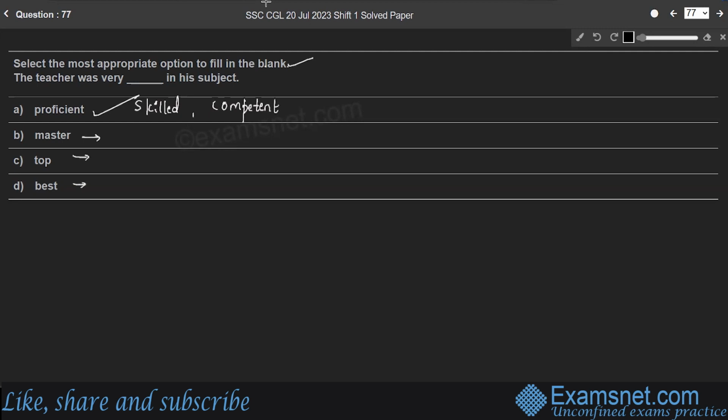Whereas the remaining options: master, top, and best. Master means a man in charge of an organization or group. Top means the highest or uppermost point. Best means the most excellent or desirable type or quality. For the given question, option A is the right answer.